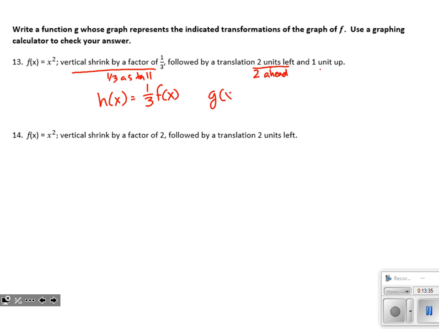So then our g of x is going to apply those transformations to what we already did for function h. So 2 units ahead of schedule, that means I'm taking h of x plus 2. Right? If it's moving to the left, it means it's in the past. We already did it. We're 2 days ahead. And 1 unit up. Final function here, well, h of x is 1/3 f of x. That's really 1/3 of x squared. So I've got 1/3 of x plus 2 squared and then plus 1.